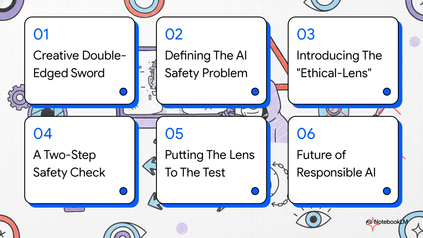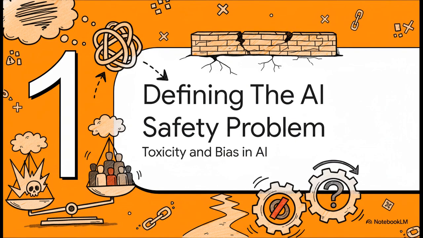Well, in this explainer, we're going to walk through it. We'll start by looking at this double-edged sword, define the safety problem, and introduce a new idea called the ethical lens. Then we'll see how it works, check out how it performed in tests, and wrap up by thinking about the future of responsible AI. All right, let's get into it.